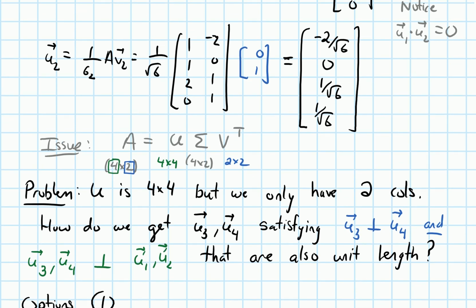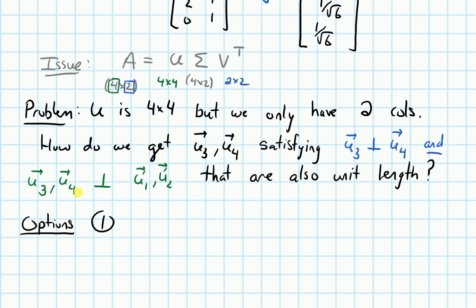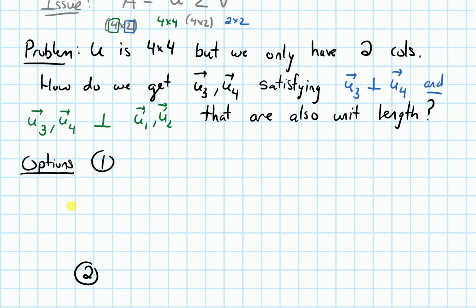So the problem that we're faced with is exactly that. U is 4 by 4. We've only gotten 2 of the columns. So how do we get the other 2? How do we get vectors u3 and u4 that, well, we need them to be orthogonal because collectively all of these vectors in U need to be orthogonal. They also need to be unit vectors. And most importantly, u3 and u4 need to be orthogonal to u1 and u2. So there are two ways we can do this. So we have some options.